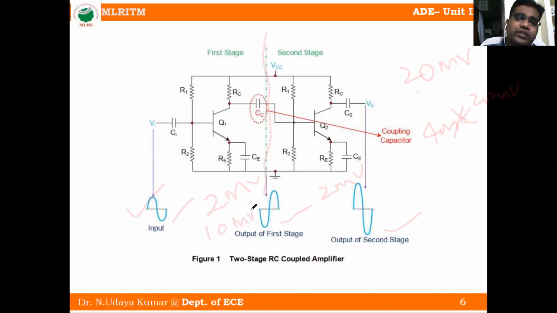So individual gains, for example, we will take 10 millivolts into 10 millivolts. First stage 10 millivolts and second stage 10 millivolts. So 10 into 10, 20 millivolts. So 20 millivolts is greater than or equal to 20 millivolts. So this is correct. So finally what I say is that total gain is less than the product of the gains of individual stages. Okay.